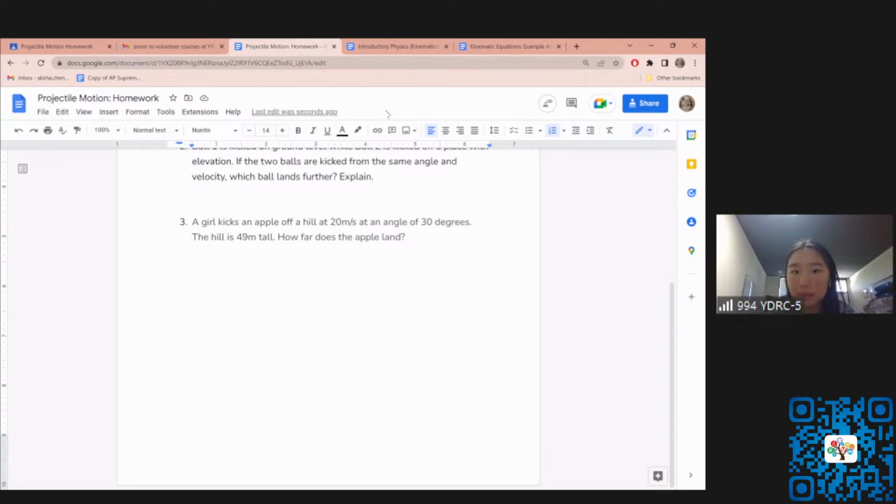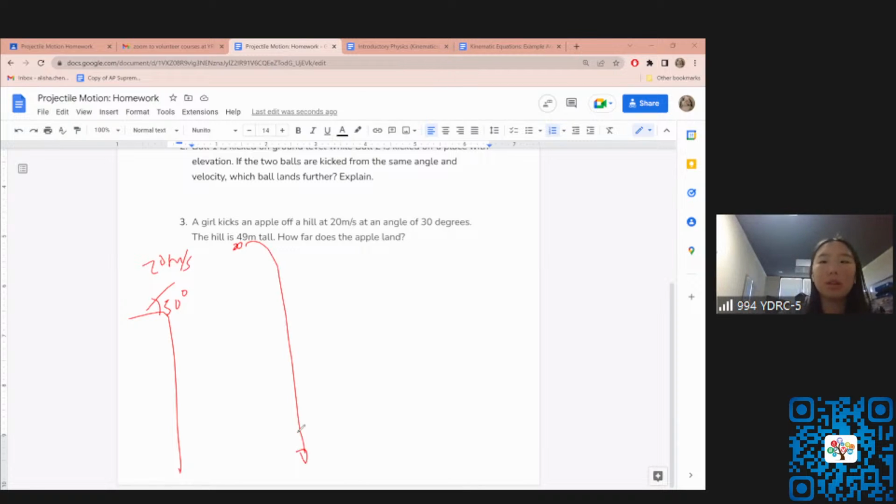So it looks like this. And then it's 30 degrees, and this is 20 meters per second. And then it goes to some point here, and then it falls all the way down. So we're going to calculate the time separately, since we want to know how much air time it has first. We calculate how much time it takes to get to this point, and then how much time it takes to fall down to the ground here, separately.